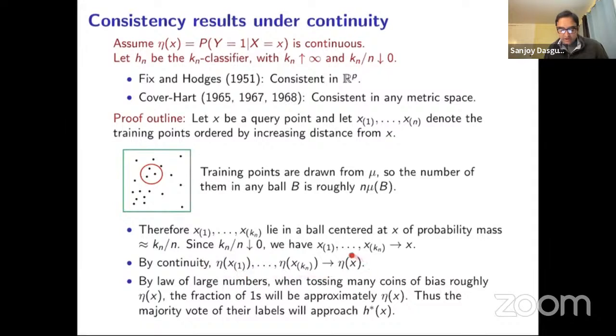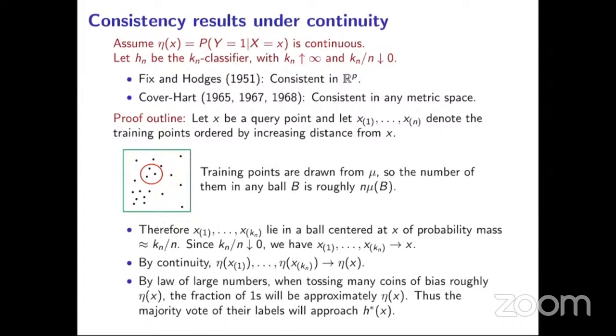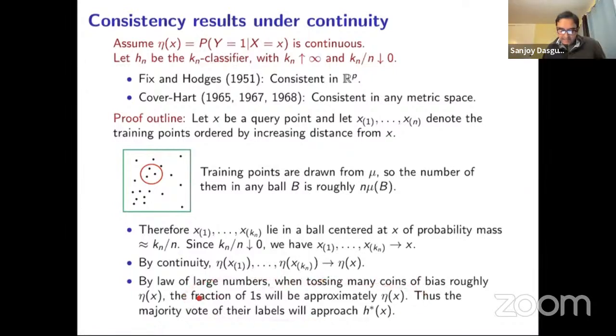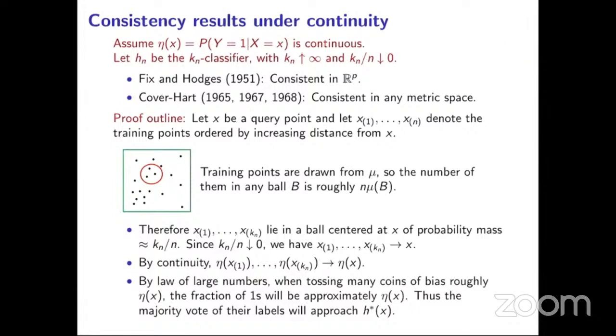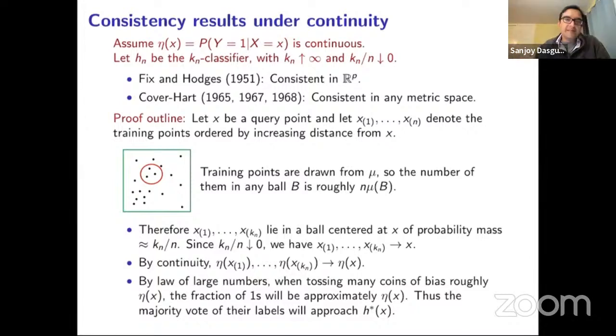And you can see how it used continuity. The nearest neighbors are getting closer and closer to x, and therefore their bias is getting closer and closer to the bias of x. Sorry, Sanjoy, if I could just ask, where does this argument fail for fixed k? Why does this not work for fixed k? It doesn't work for fixed k because if you toss those k coins, there's a fixed probability, some function of k, that the majority vote will not be correct. So you need k to go to infinity, basically.